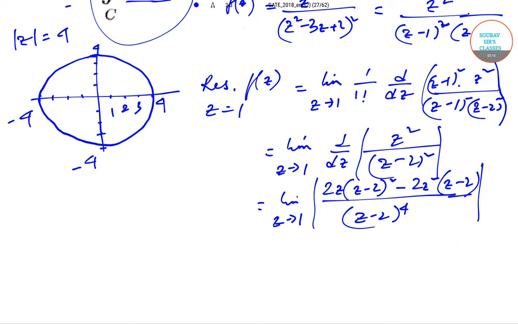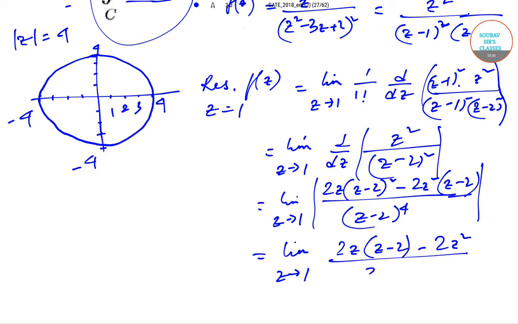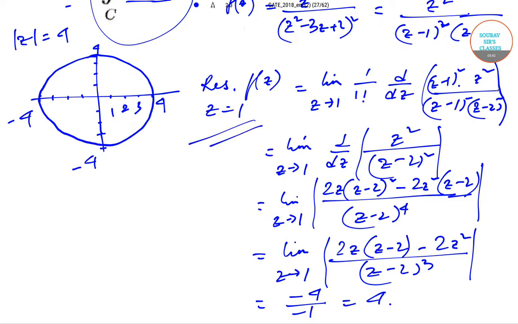Upon cancellation of z minus 2 in the top and in the bottom, this will give us twice z minus 2 minus 2z square upon z minus 2 whole cube. Now if we put z equal to 1 over here, this will give us minus 4 by minus 1, which will be equal to 4. So the residue of f of z at z equal to 1 is equal to 4. This is what we have got.